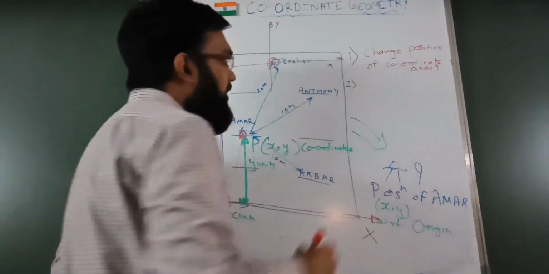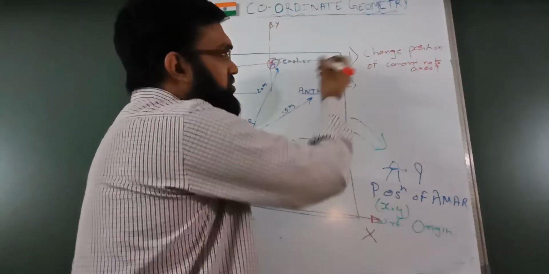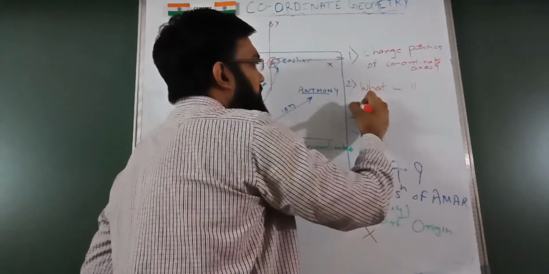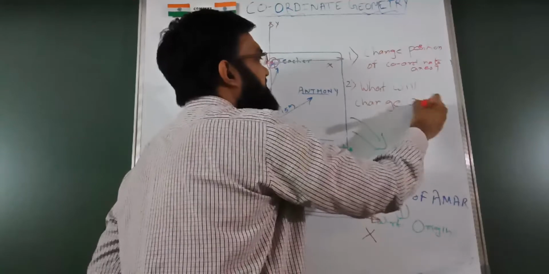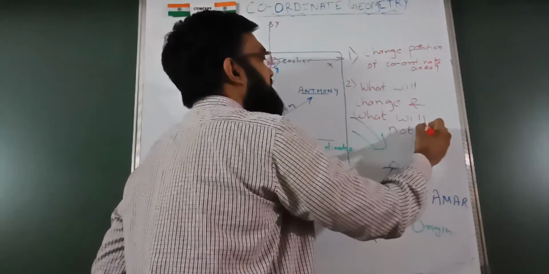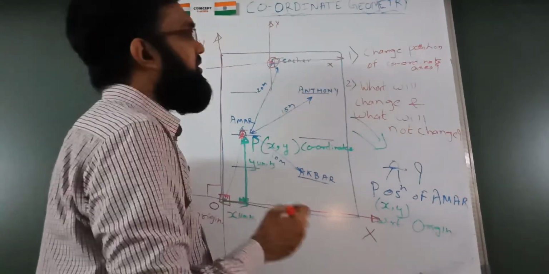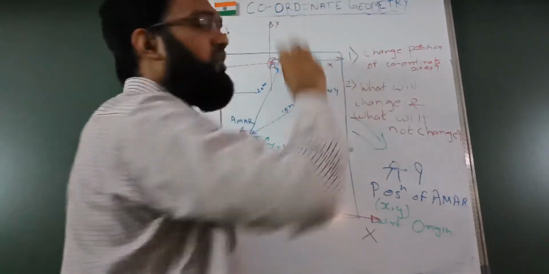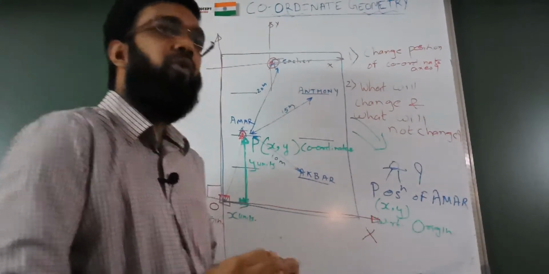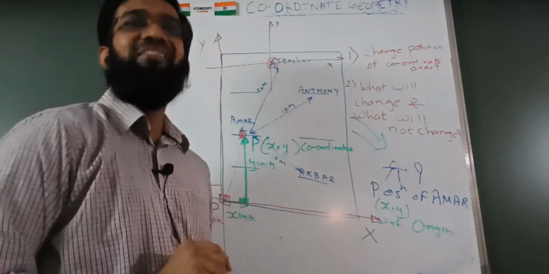Second, if I change the position of the coordinate axis, then what will change, what will remain the same, and what will not change? So my question is, if I change the position of the coordinate axis, what will change and what will not change? Think about it in terms of the discussion that we had, in terms of the position discussion that we had. What will change and what will not change? These two questions, think about it and try to give your response in the comment section.